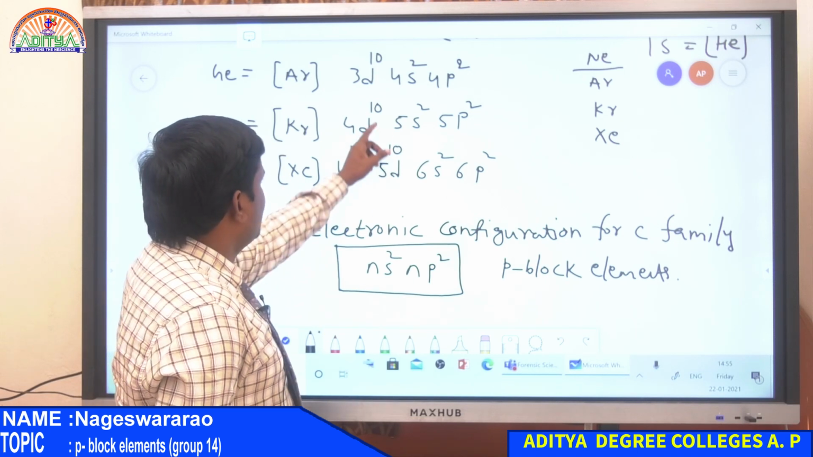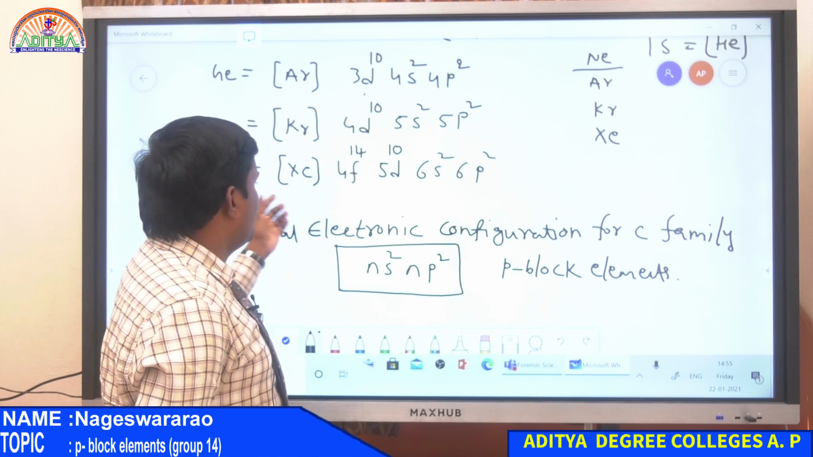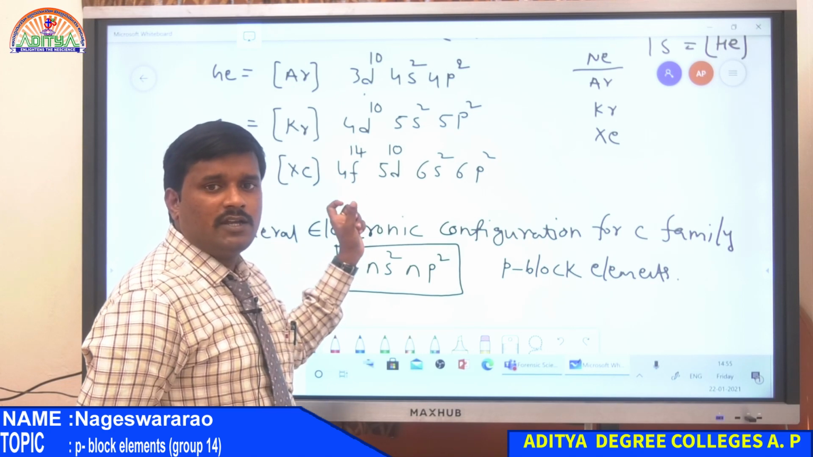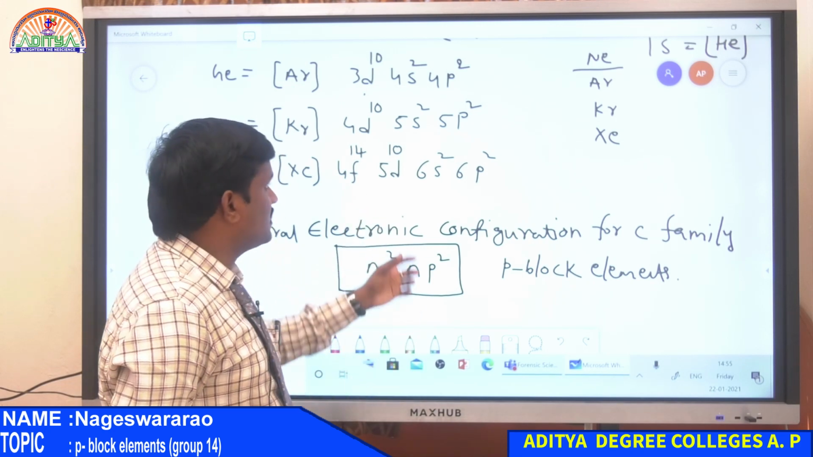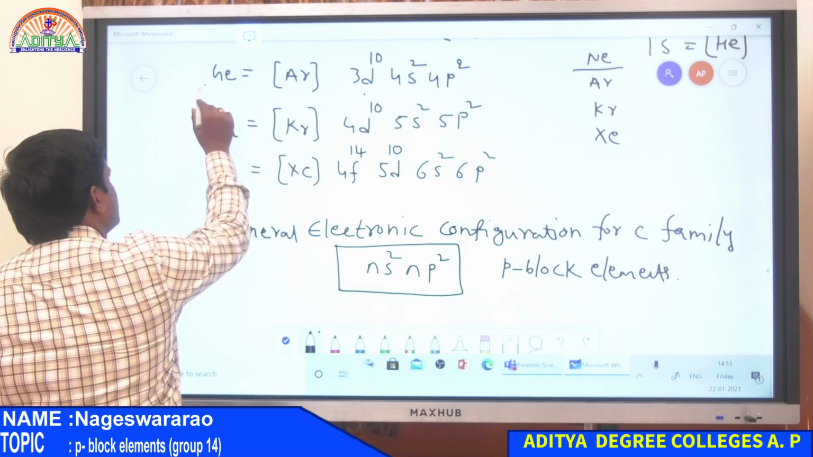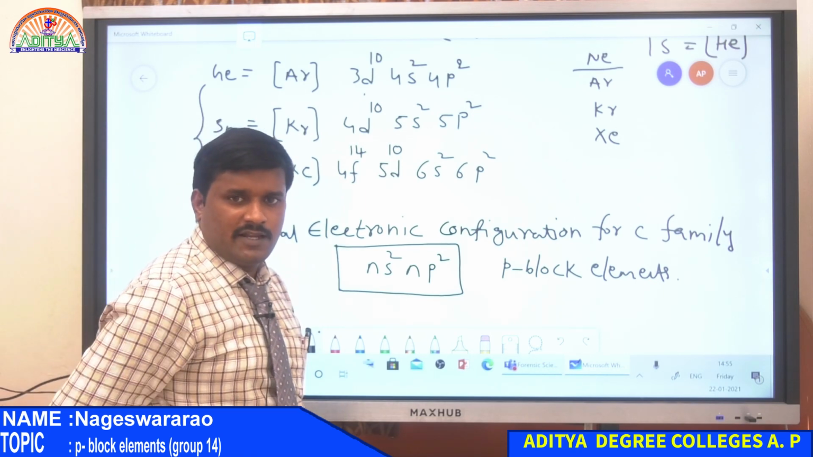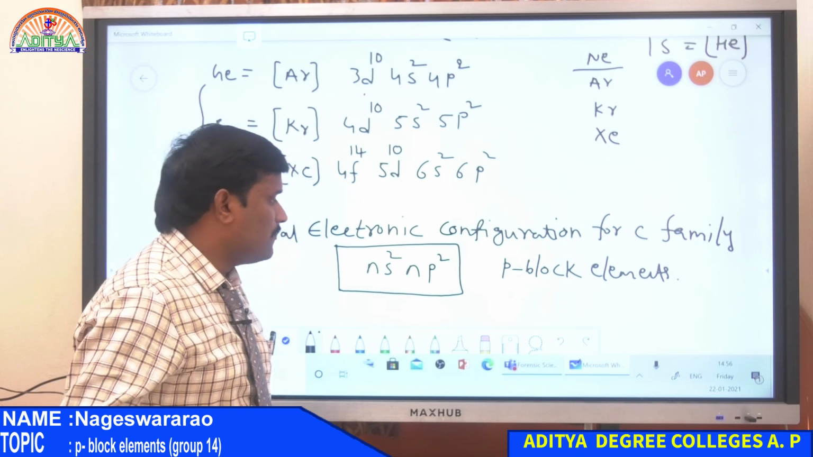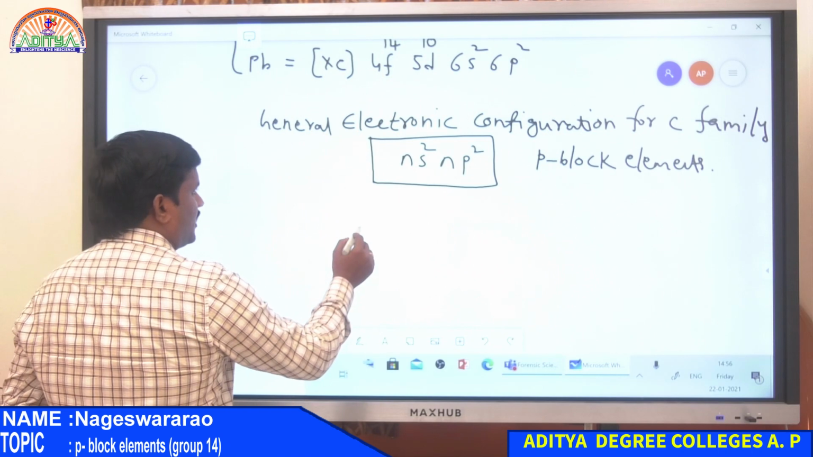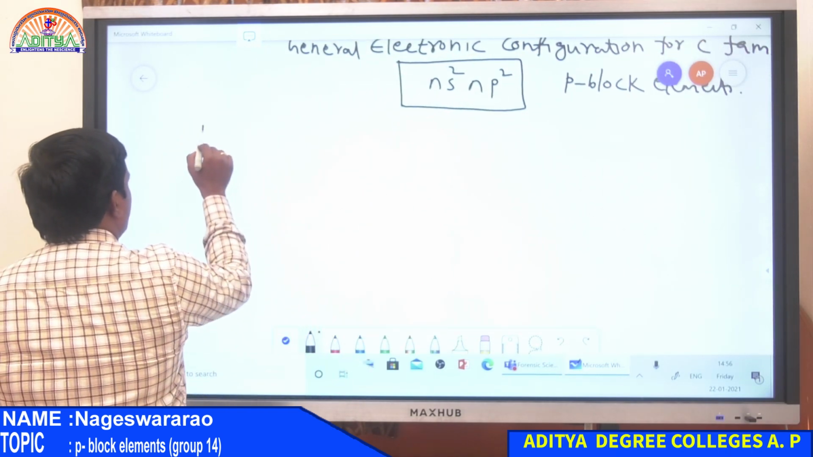And also here the penultimate shell has only d electrons, whereas in the case of lead there are d electrons as well as f electrons. Therefore the penultimate shell is different, and hence the physical and chemical properties of elements like germanium, tin and lead are somewhat different from the initial elements, that is carbon and silicon. Now, what are the properties? What are the physical properties of the 14th group elements? Physical properties.